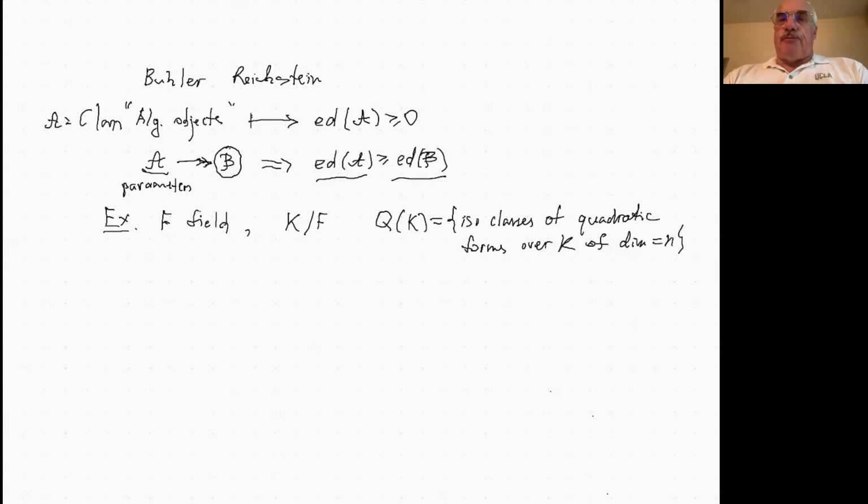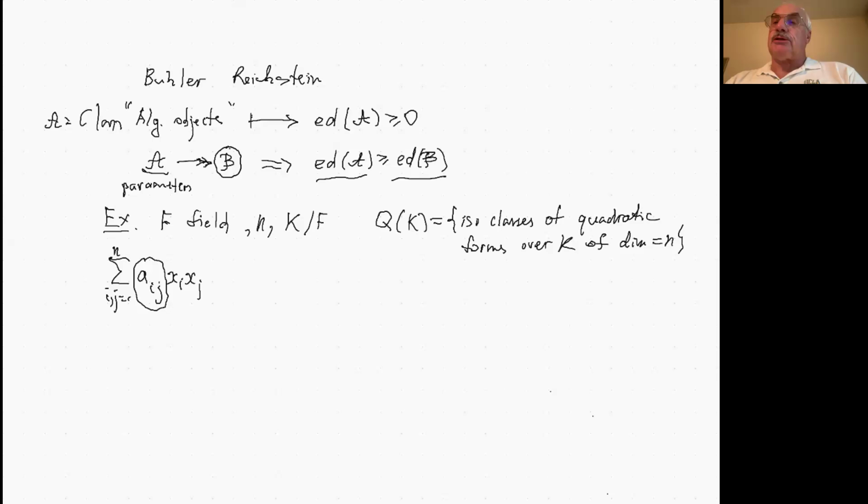So every quadratic form looks as follows: the sum of a_ij x_i x_j, with summation from 1 to n. So every quadratic form can be given by n squared parameters. So we can say that the essential dimension of this class is at most n squared. But of course, one could do better. You can make this matrix a_ij symmetric. So roughly, we need just n squared over 2 parameters.